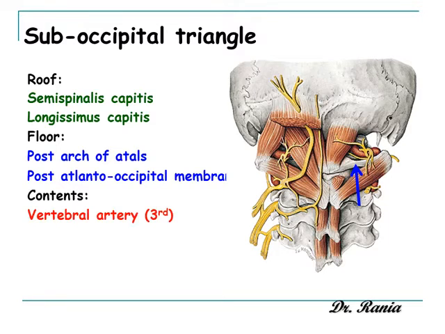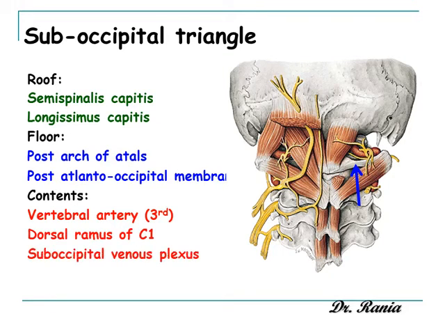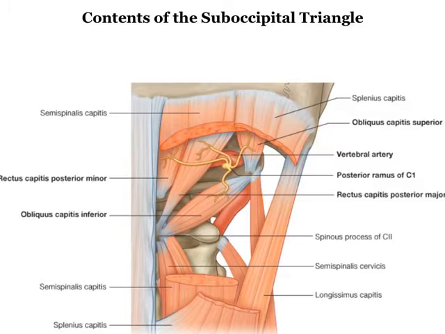First, you will find that this is the superior oblique forming the lateral boundary. This is the inferior oblique forming the medial boundary. This is the rectus capitis posterior major forming the medial boundary. Its contents are the third part of the vertebral artery, dorsal ramus of C1 and suboccipital venous plexus. This is the suboccipital triangle. This is the posterior arch of atlas, vertebral artery, dorsal ramus of C1.